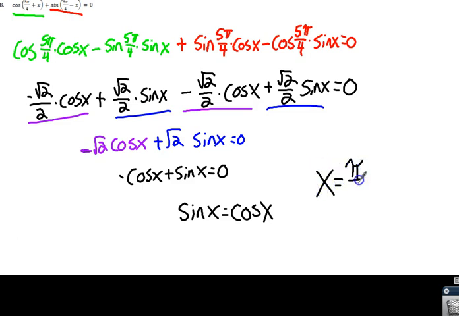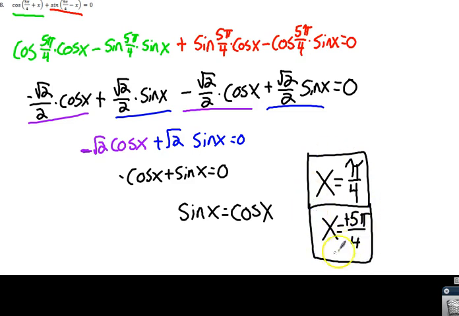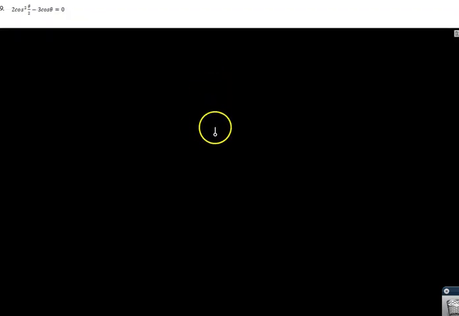When x is pi over 4, because both my coordinates are root 2 over 2, and x is negative 5 pi over 4, as you've seen in this previous example here, but it's going to be positive 5 pi over 4, because they're both negative root 2 over 2. Done deal. Moving on. Now, this next problem is quite interesting.